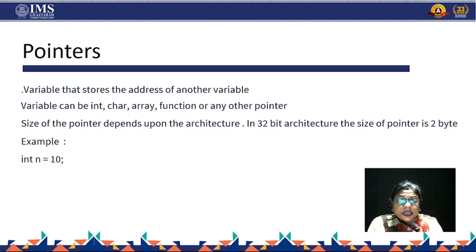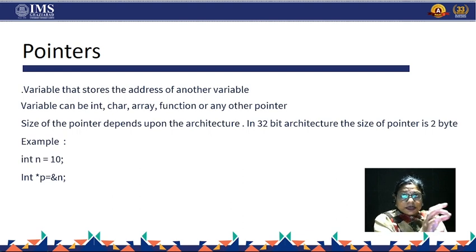Now we will explain it with the help of an example. Say there is a variable, integer n equal to 10. Now the pointer can be declared by putting an asterisk sign in front of the variable name, like int star p. Star p is a pointer. Once we say p equal to ampersand n, that means pointer p will refer to the memory location of n. That means n will be located at memory location 101. Automatically the memory location will be assigned to the pointer p.